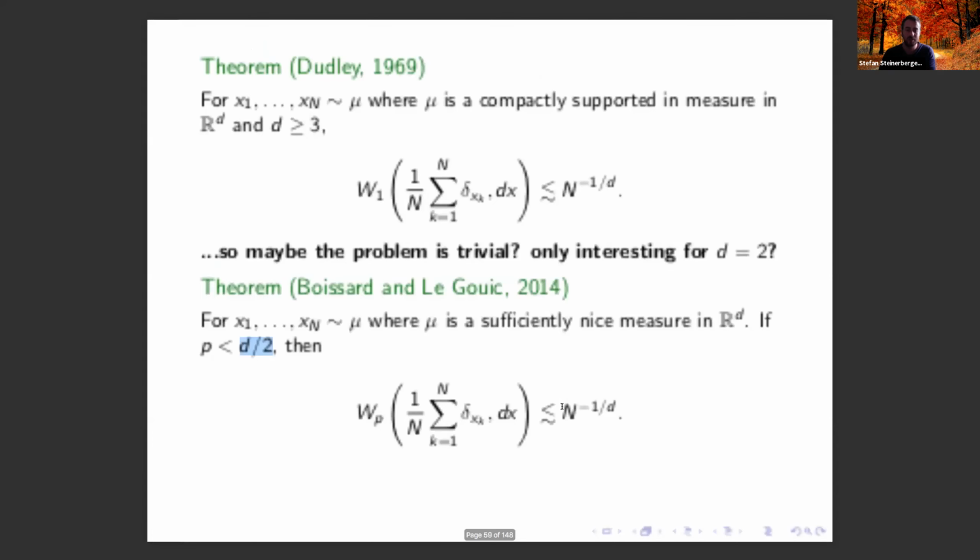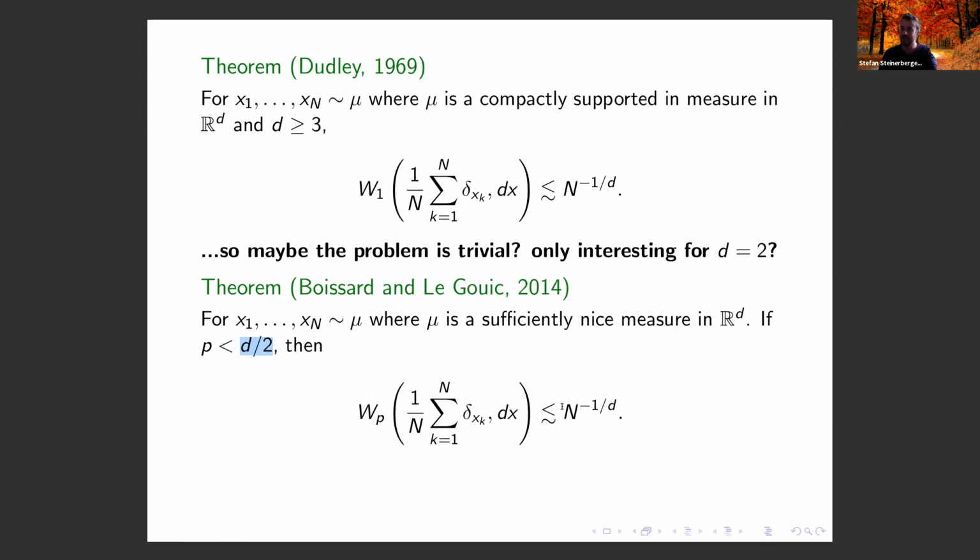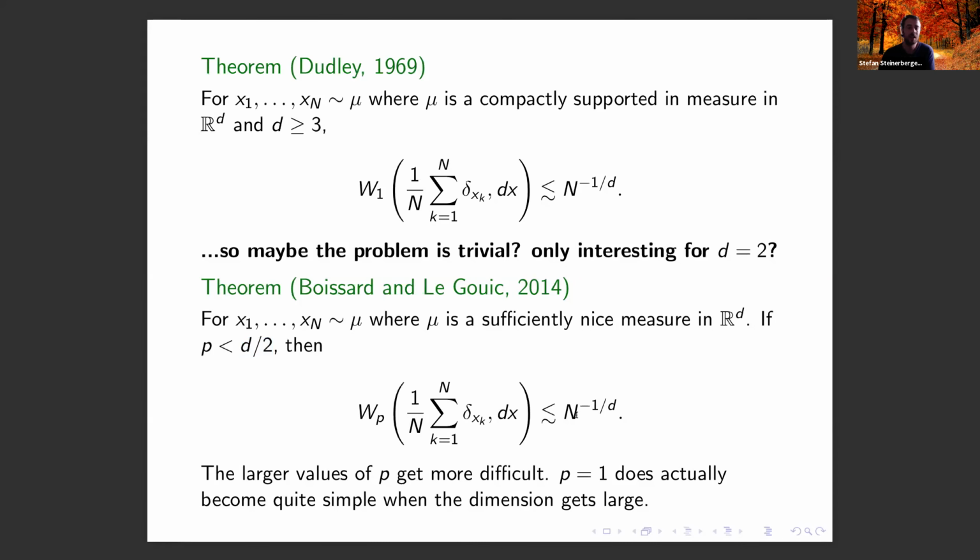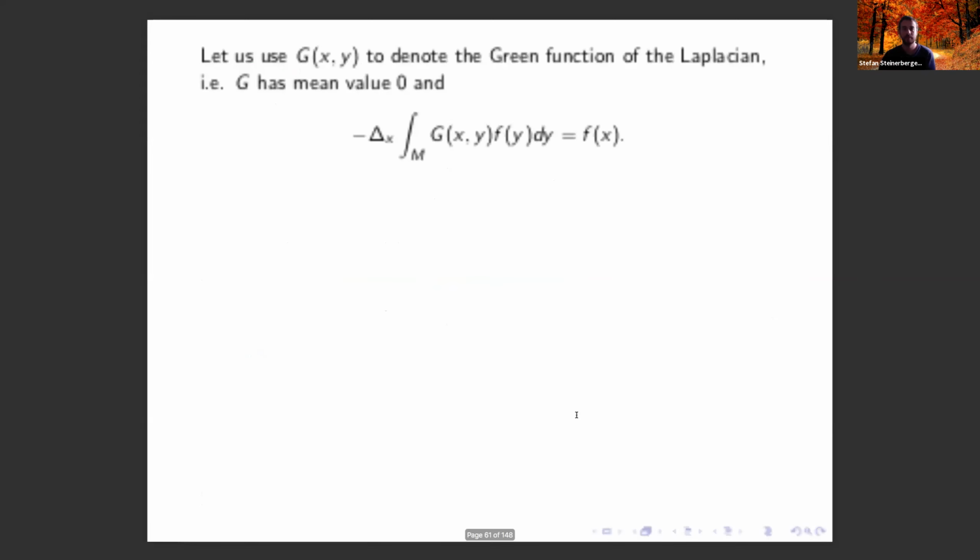But then as you dial up P to 2, the difficulty level sort of increases in every dimension. So the larger values of P get more difficult. And P equals 1 should be easy. I'm saying it is easier, it should be easy. I don't have a good construction in 20 dimensions. We have the Kronecker construction, which works for P equals 1, but it's not simple, right? It uses number theory. So now I'll go back to P equals 2.